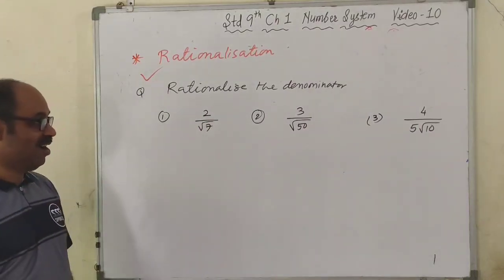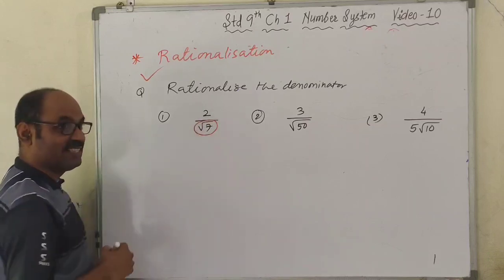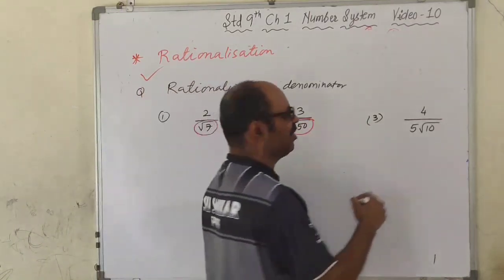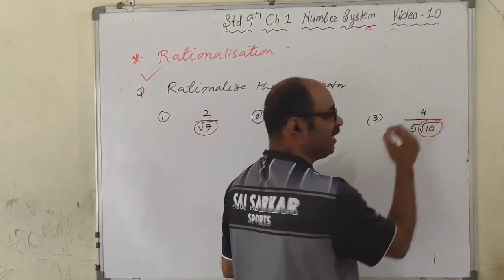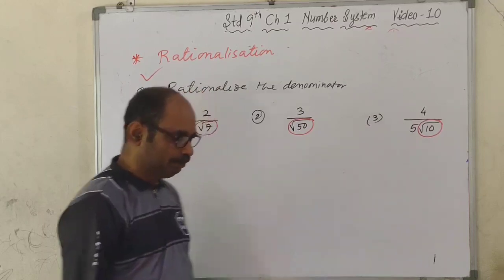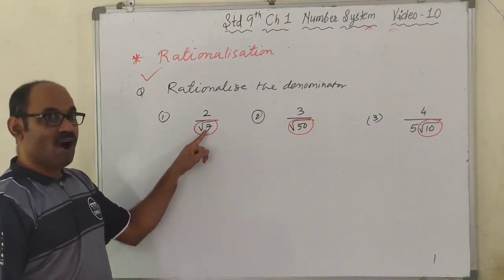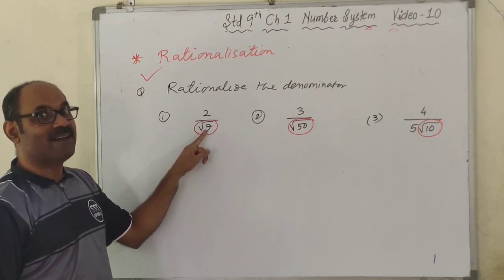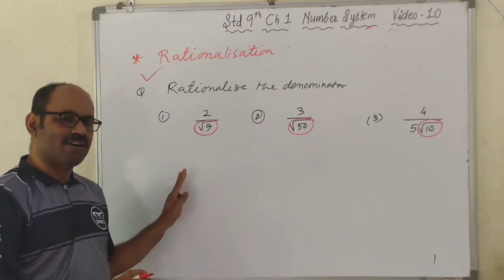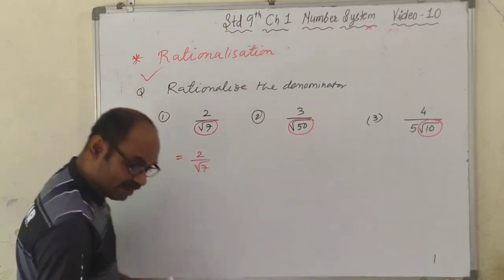Please pay attention now. You can see in the denominator there is an irrational number. Here also root 50 is irrational. Here also root 10 is irrational. 5 ko kuch mat karo. It is rational. Observe one thing. The non-perfect square number inside the square root is 7. 7 is prime. So you don't have to think. It is already in simplified form. So this is 2 upon root 7.